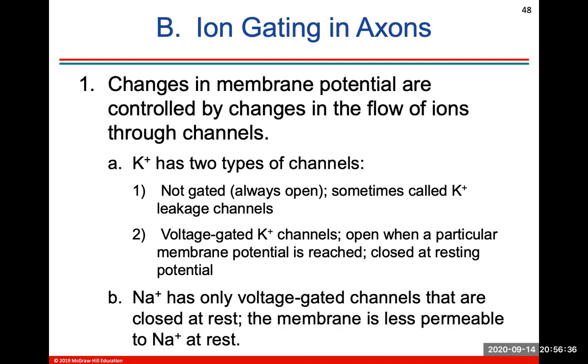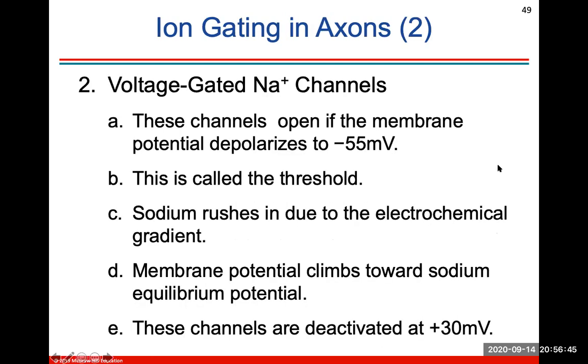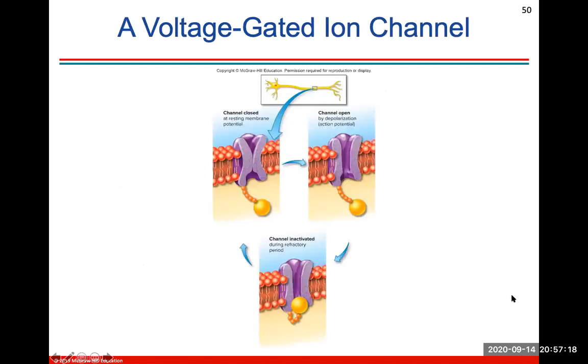So this takes us through changes in membrane potential are controlled by changes in the flow of ions through different types of channels, whether they're sodium or potassium. Ion gating in axons: the voltage-gated sodium channels will open if the membrane potential depolarizes to negative 55 millivolts, and this is called the threshold. Sodium will rush in due to the electrochemical gradient. That means it'll go from an area of higher concentration of sodium outside the cell, and it'll rush into the cell. And membrane potential will climb toward the sodium equilibrium potential. These channels will be deactivated at positive 30 millivolts when an action potential is reached.